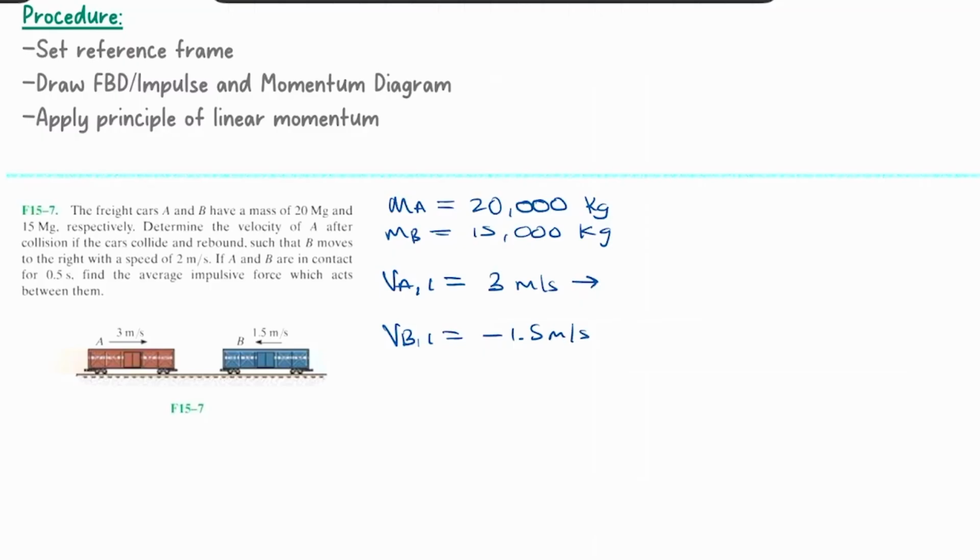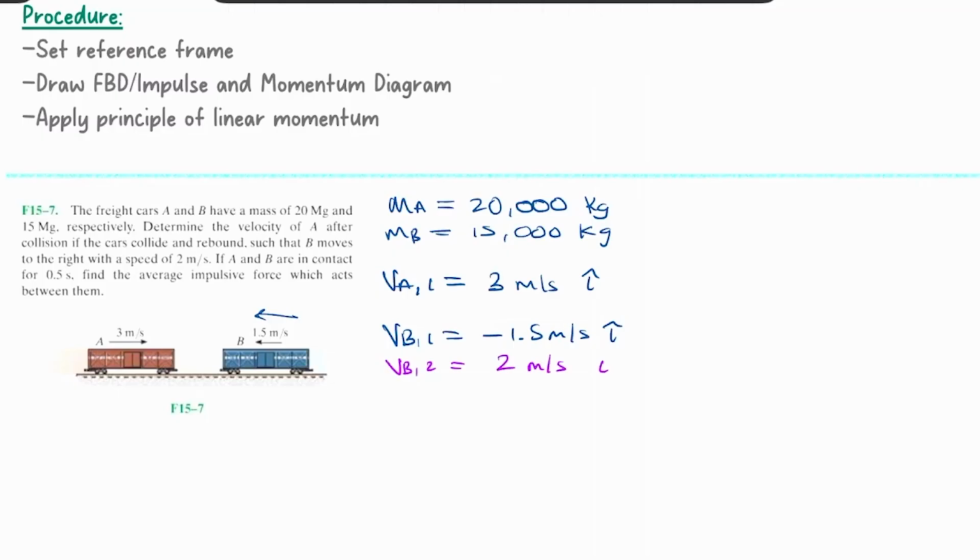Because the velocity is going to the left, we're going to do the vector. So we can write it as 3 î, because they're vectors. And then we're also given that after rebound, the velocity of B2 is now moving to the right at a speed of 2 meters per second.